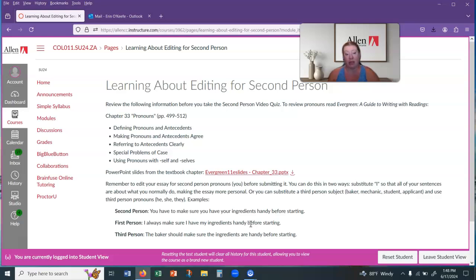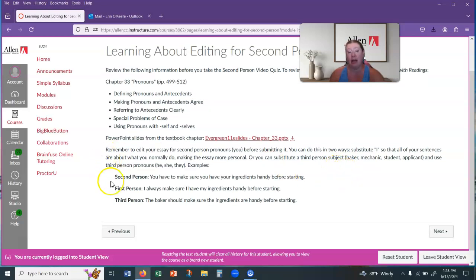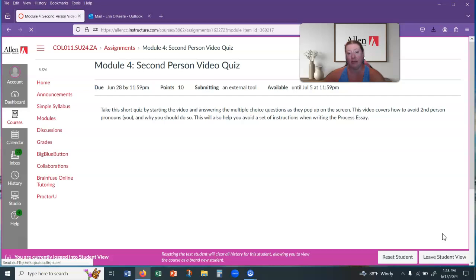But when we write, we can't necessarily know exactly who's going to be reading that writing. And so when we write in second person, it doesn't always translate very well. And the process essay tends to be the one where students excessively use second person to the point where it gets really distracting. And so that's why we're learning about it now, because I want you to avoid it for your essay.